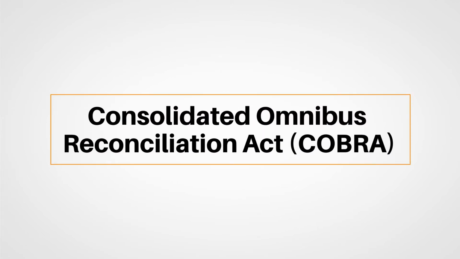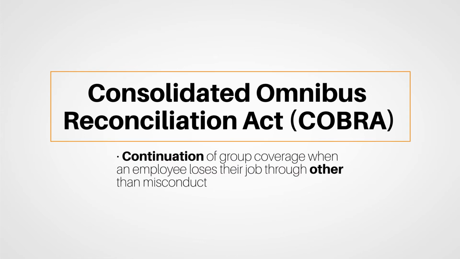We'll take a good look at the Federal Consolidated Omnibus Reconciliation Act, or COBRA. This is an important aspect of group insurance. It provides for a continuation of group coverage in the event an employee loses their job through other than gross or willful misconduct. Pay close attention to premium requirements, which can be very expensive.